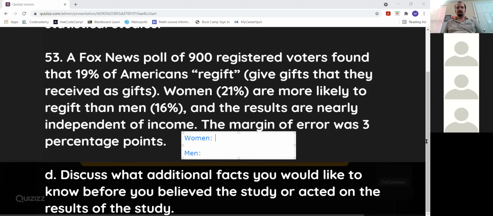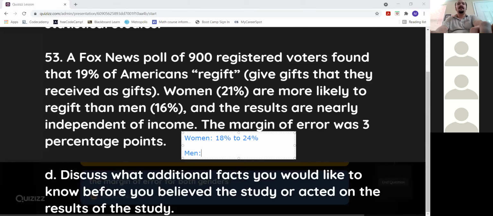Is it the 21 and the 16%? Oh wait, no, it's a 3 point. It's a 3%. Yeah, so we're taking 21%, and there's a margin of error of 3 percentage points. So how low could this possibly go? 18. Yeah, so a woman could be anywhere from 18 to what, 24%? 21 plus 3. And men could be anywhere from, I think, 13% to 19%.